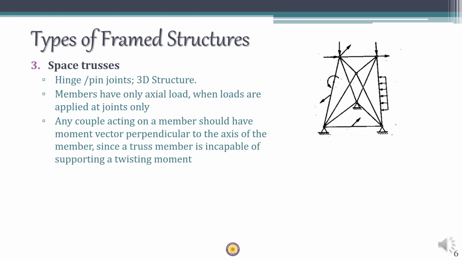Next is the space truss. This is very similar to the plane truss. The only difference is that it is a 3D structure and the members can span in all three dimensions. Here also the members are connected at pin or hinge joints. Here also the major load carrying mechanism is axial load transfer through the members. Here also the members are not preferably loaded on the span. However, in no case should the members be loaded with twisting moments or torsional moments.